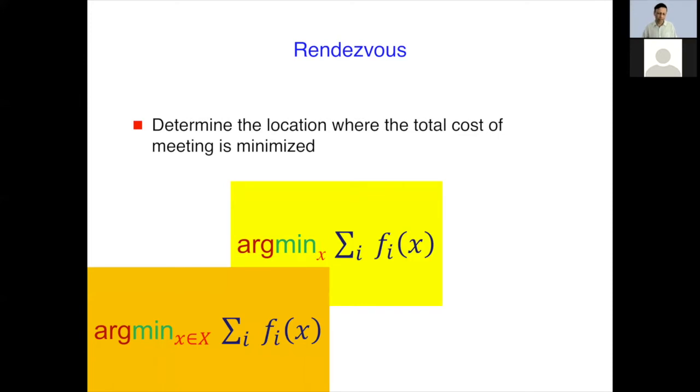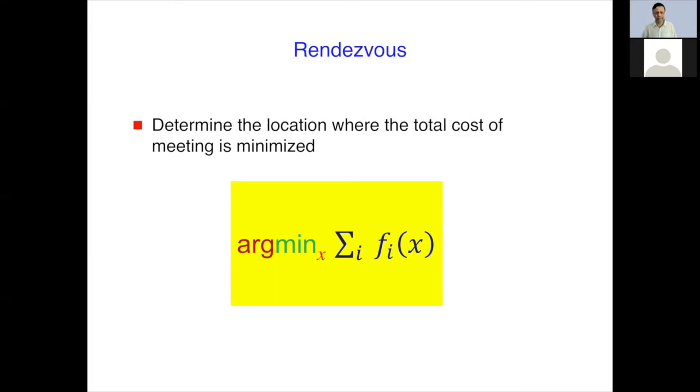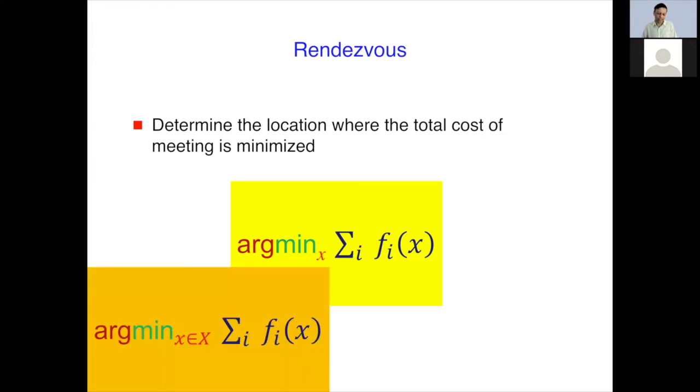In general, the problem might be constrained, whereas in the first expression here, the subscript x for argmin doesn't specify a constraint. Which is to say, we are willing to meet at any location at all, so long as the sum or the total cost is minimized at that location. Whereas in this slightly modified version of the problem, the subscript for argmin says lowercase x, which is the argument, must belong to this set uppercase X. What is uppercase X? It's a constraint.